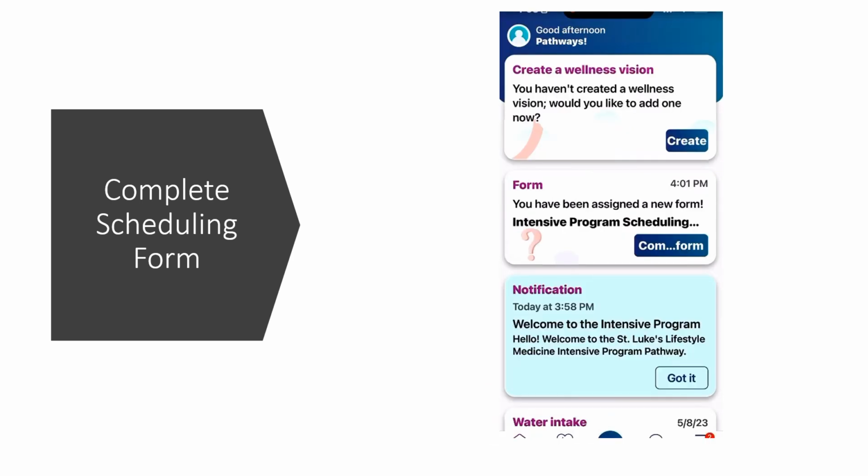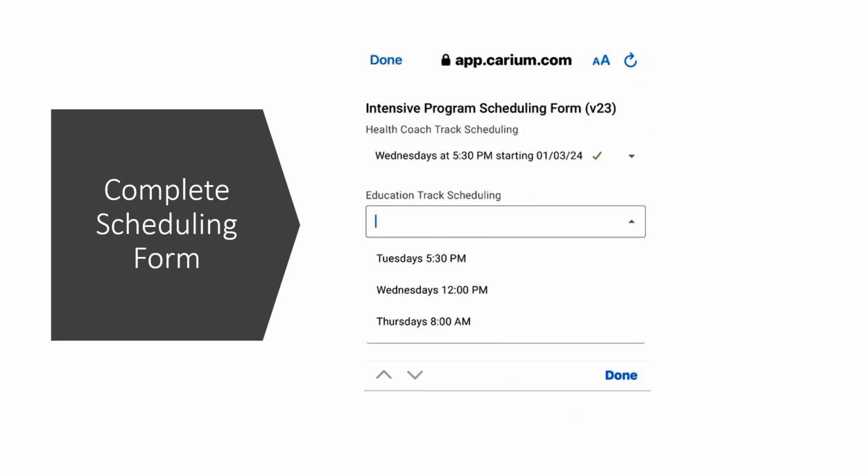From the home screen, find the link to the scheduling form. It may take a moment for this form to populate. Note, if you are only accessing Carium from your computer, you will need to contact your health coach to help you complete this step. Complete the form to get scheduled for your education classes and health coach sessions.